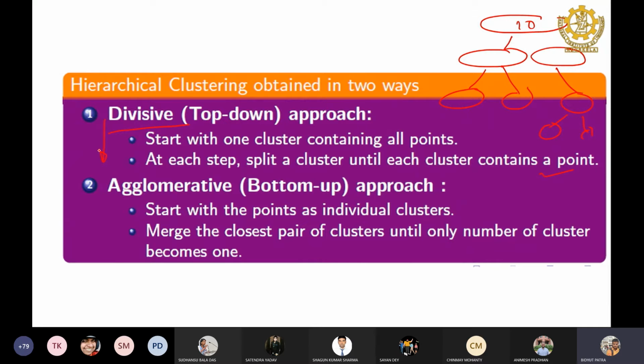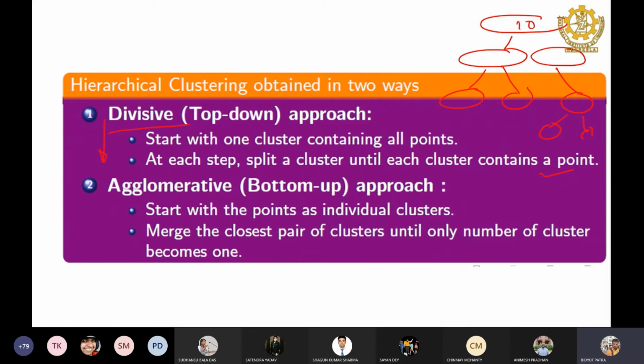If we talk about a k-means variant, that is bisecting k-means. Bisecting k-means is a typical example of the divisive approach. So you start with a big cluster and then divide it into 2, and then at the next level you divide it into 3, and so on.